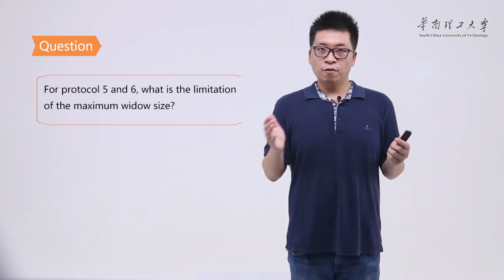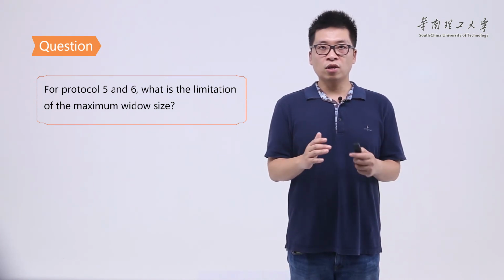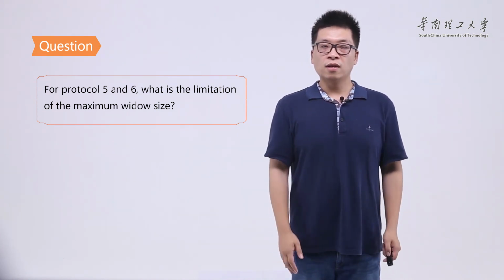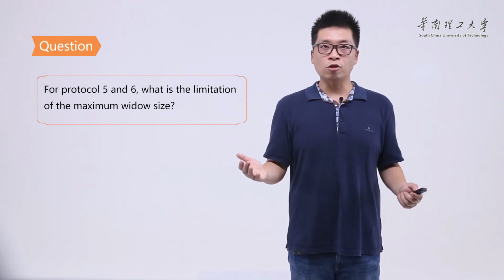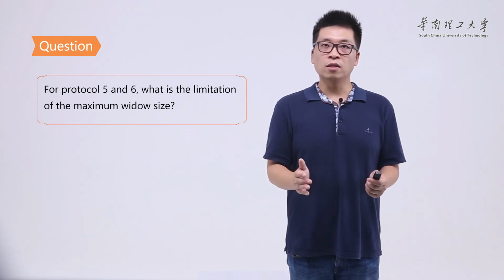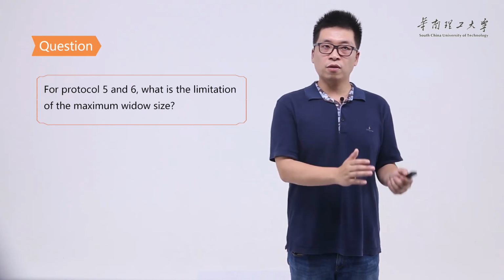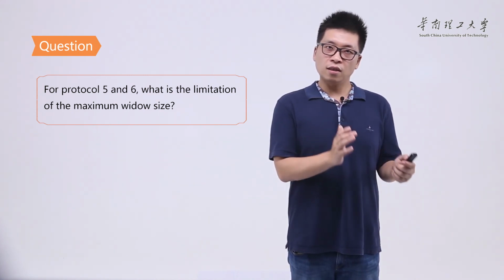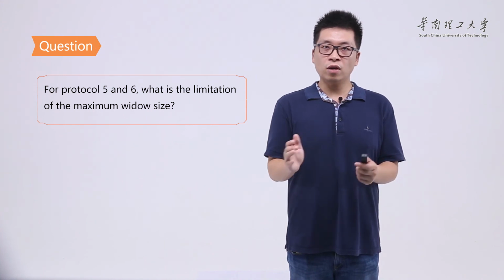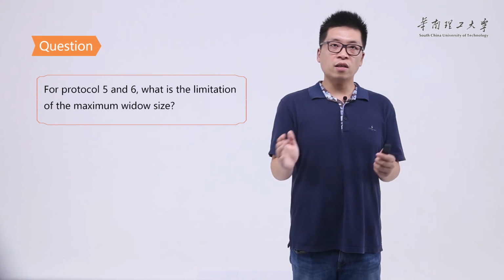So it's the end of this section, and we have one question for you to think about. For Protocol 5 and Protocol 6, the window size is very important. Can the window size be very large, or is it limited by something? So try to think about what is the limitation of the maximum window size in Protocol 5 and 6. Does window size have any relationship with the maximum sequence number or other issues?